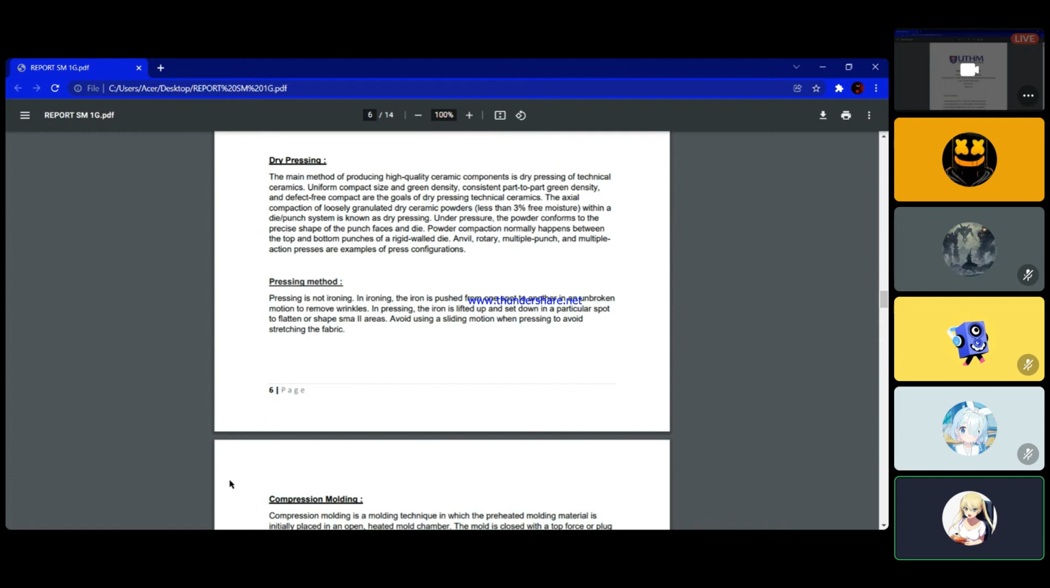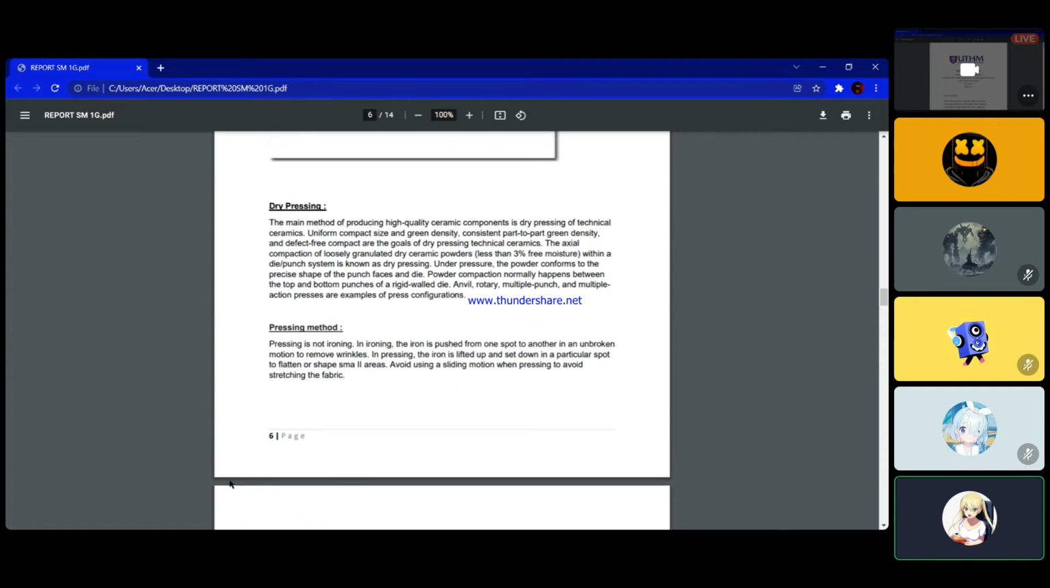Lastly, the pressing method. Pressing is not ironing. In ironing, the iron is pushed from one spot to another in an unbroken motion to remove wrinkles. In pressing, the iron is lifted up and set down in a particular spot to flatten or shape small areas. Avoid using a sliding motion when pressing to avoid stretching the fabric.